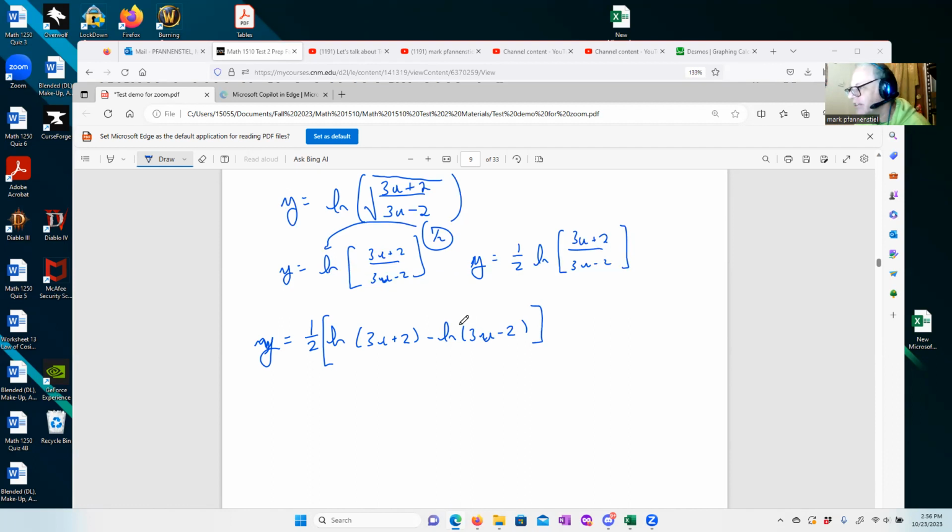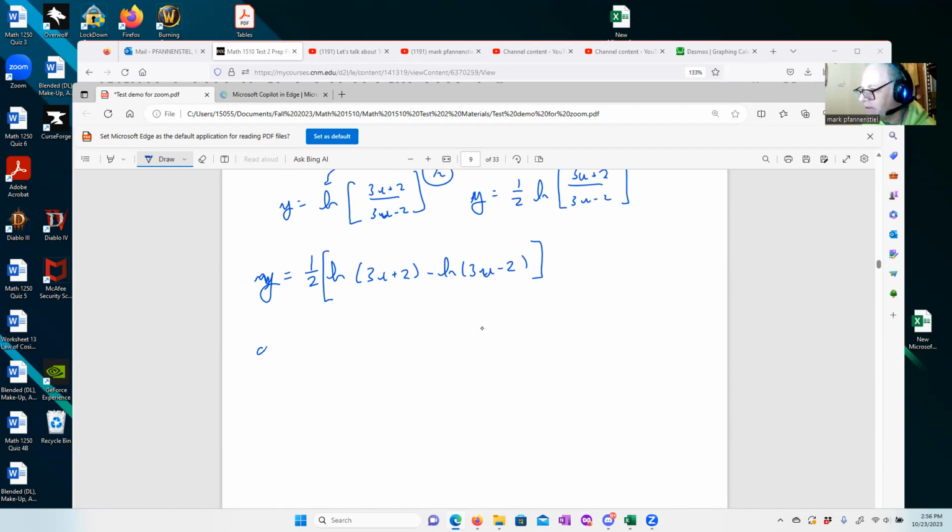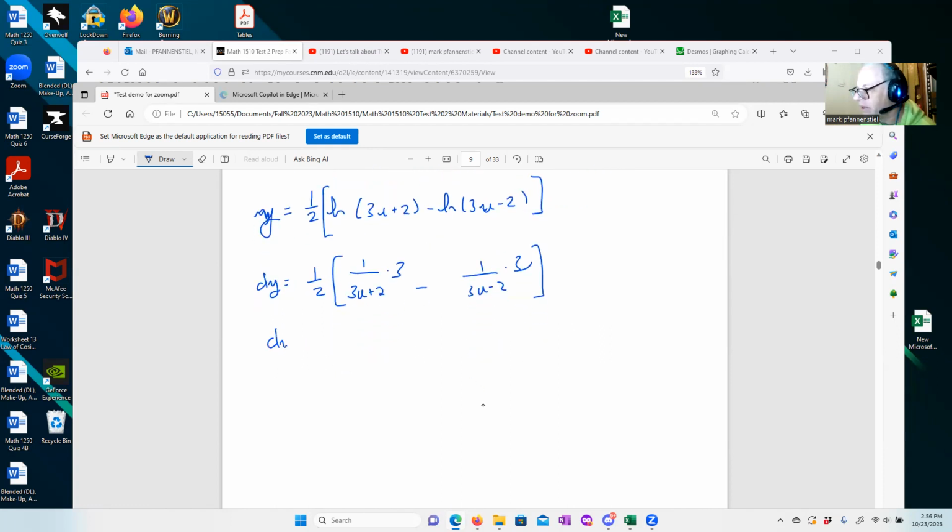Now, I think I'd like to take a derivative. So we have dy equals 1/2, and then, what's the derivative of a logarithm? It's 1 over 3u plus 2 times its chain, minus 1 over 3u minus 2 times its chain. Notice there's a 3 common to both of these things, so we can go ahead and say dy is equal to 3/2 times 1 over 3u plus 2 minus 1 over 3u minus 2.